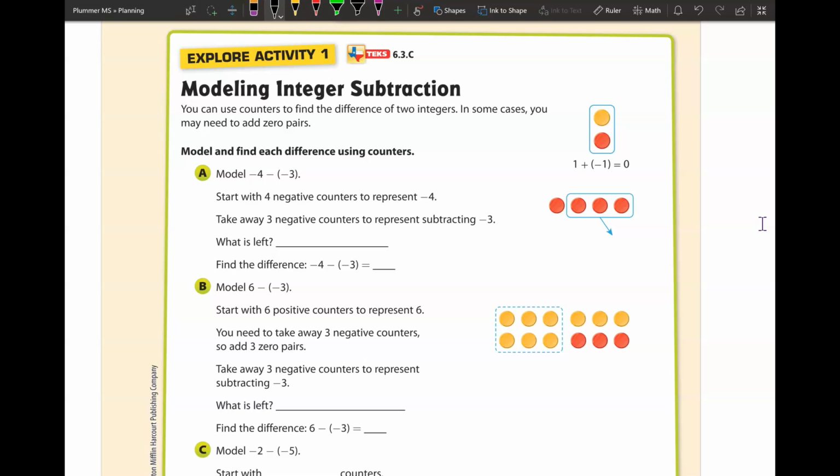So for starters, remember yellow equals +1, red equals -1, and any whole number plus its opposite is 0. Start with -4 counters to represent -4, so 4 red counters, 1, 2, 3, 4. Take away 3 negative counters to represent subtracting -3, so we're going to remove those. What is left? 1 negative. So what is the difference?